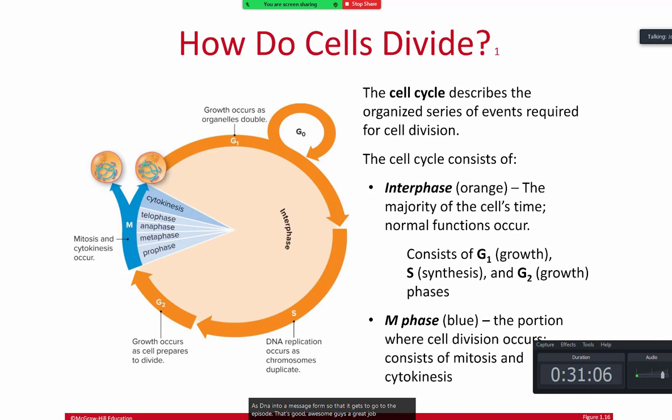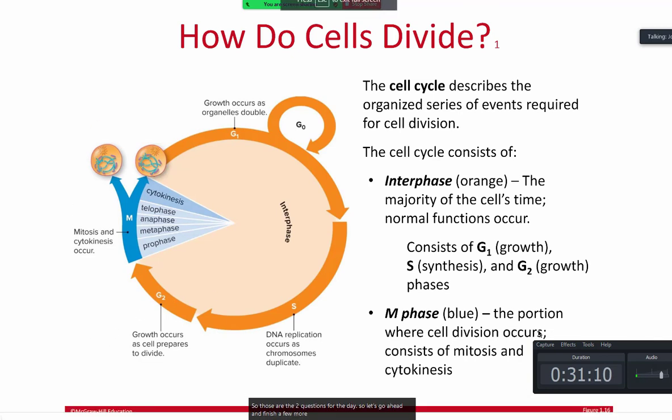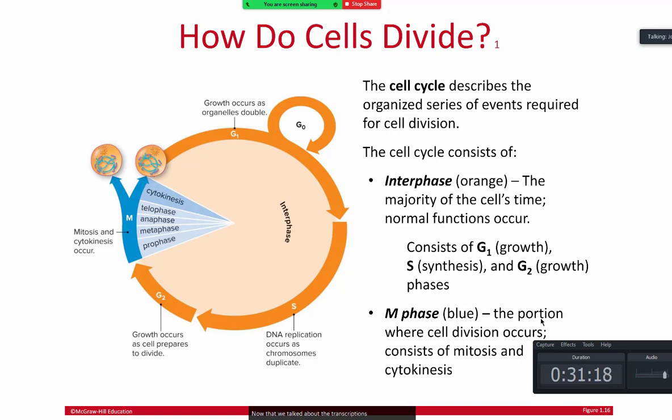So those are the 2 questions for the day. So let's go ahead and finish a few more slides here. So the next phase of this discussion is, now that we talked about the ribosome, transcription, translation, and the point that DNA serves, what's the end result? The end result here is that cells have a life cycle.